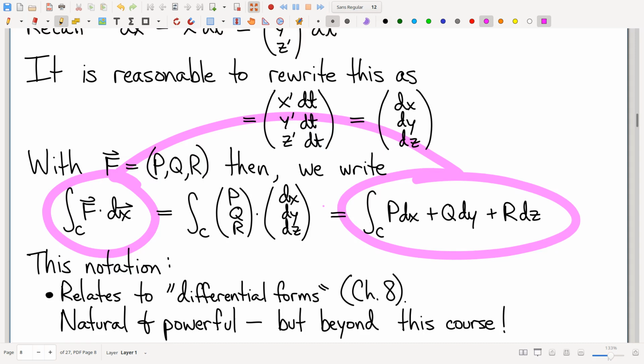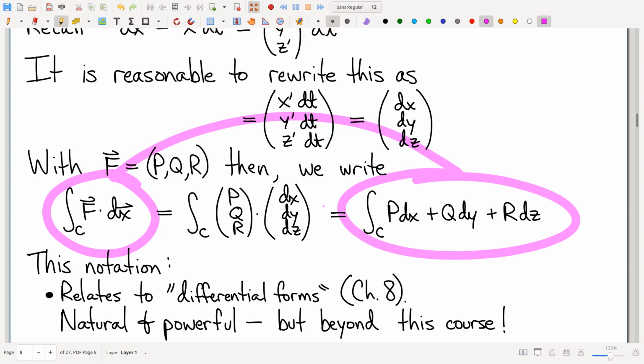Here's a new one. This is what I like to call a coordinate line integral, because it takes the vector line integral and writes everything in coordinates. The vector field is written in coordinates. The differential is written in coordinates. Thus the name.